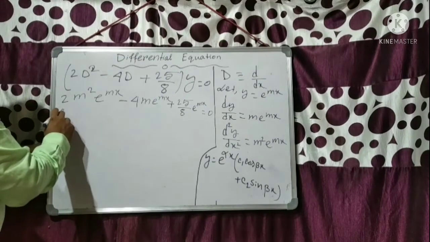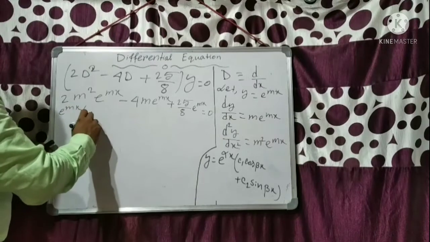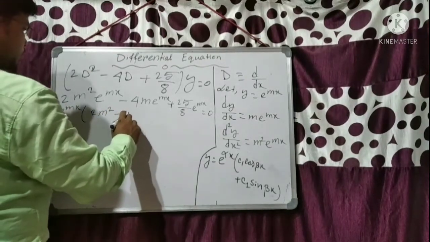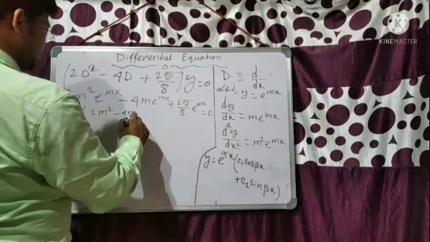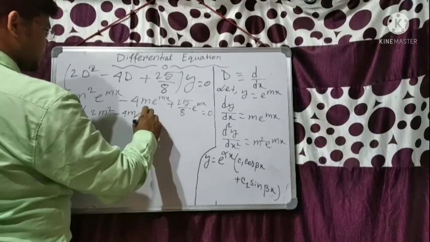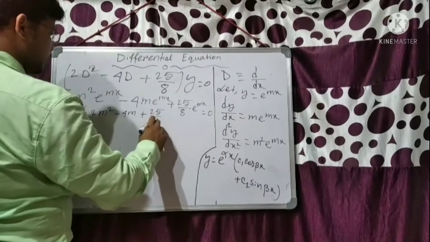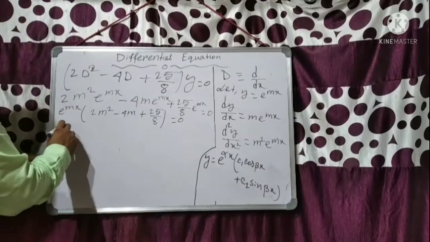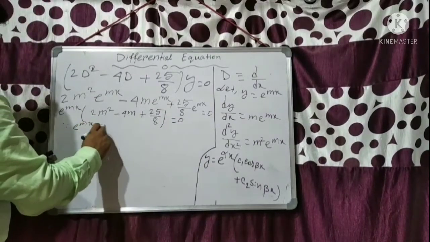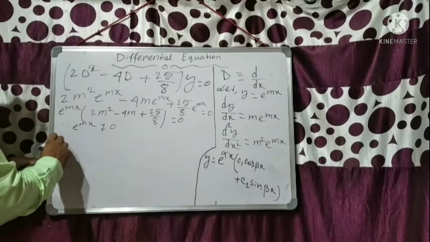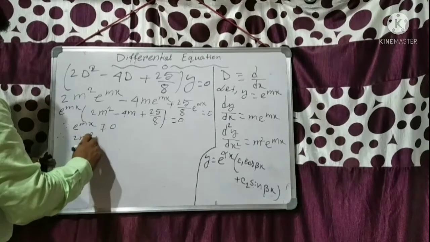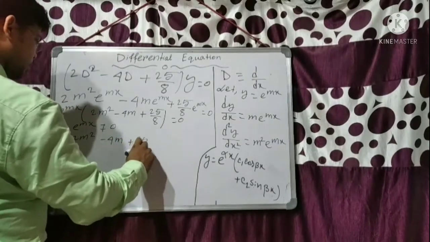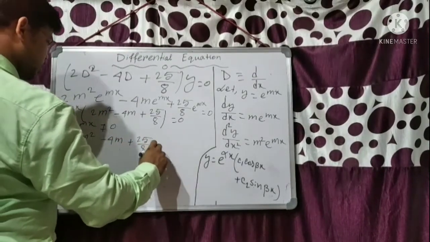So if I take common e to the power mx, then 2m square minus 4m plus 25 by 8, this equal to 0. Okay. So since e to the power mx is not equal to 0, therefore 2m square minus 4m plus 25 by 8, this equal to 0.